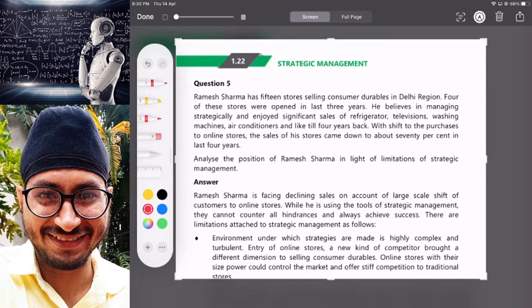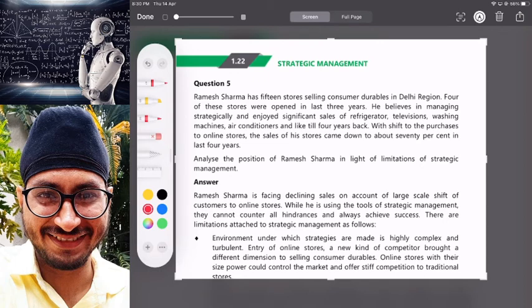4 of these stores were opened in the last 3 years. He believes in managing strategically and enjoying significant sales of refrigerator, television, washing machine, air conditioner, etc., till 4 years ago. With the shift of purchases to online stores, sales of his stores have come down by about 70% in the last 4 years. So sales in his shop is increasing or decreasing? Sir, sales in his shop is decreasing. Why? Because of online sales.